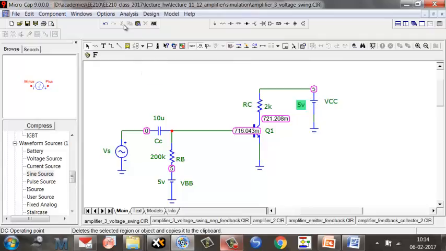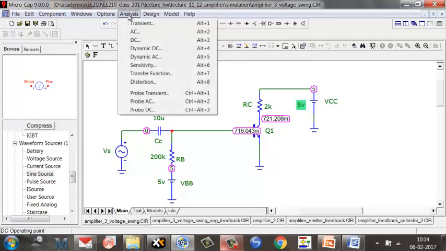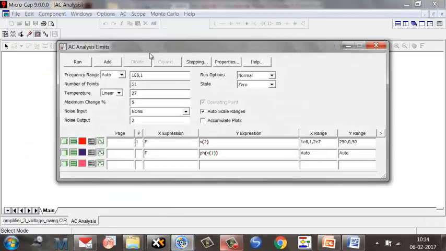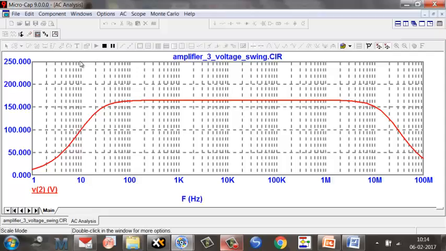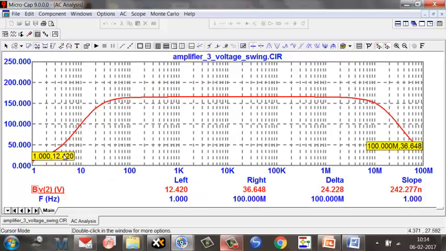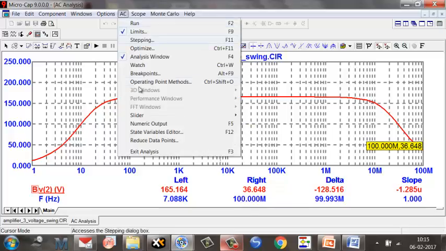What is the gain of this amplifier? Well, if you want the small signal gain of this amplifier, you can do AC analysis. You can look at V2, our output node, and plot it out. And the gain of this amplifier is 165. Fairly high gain because I've biased it very close to the edge of saturation. So 165 is the gain that we get. Okay. All right.